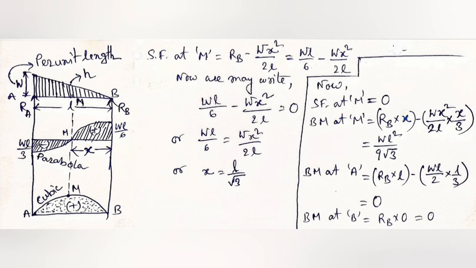Now we will find the bending moment at point B. As we have taken the moment about A, the distance for the bending moment at point B will be 0. So the bending moment will also be 0 at point B. Now we will find the bending moment at point A. At the point where the shear force diagram changes its sign, we will find the bending moment last. For the bending moment at point A, RB into distance L, RB equals WL by 6, WL by 6 into L minus WL by 2 into L by 3 will also be 0. So the bending moment at point A equals 0.